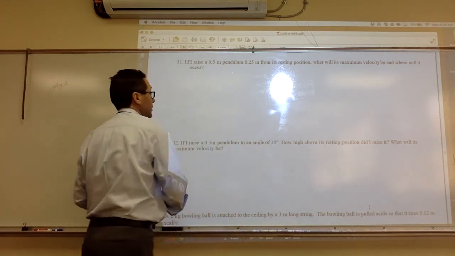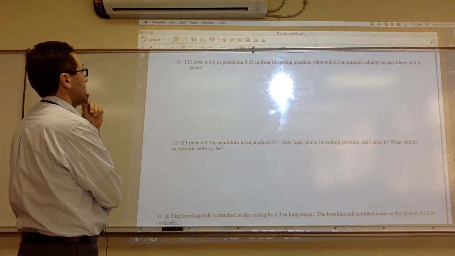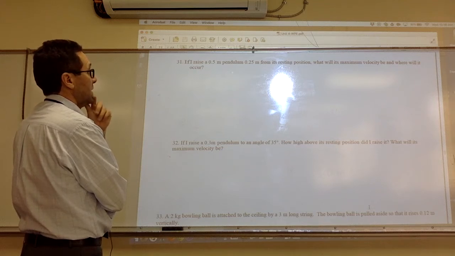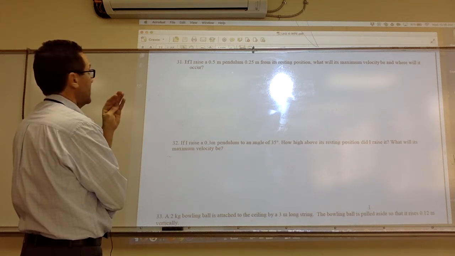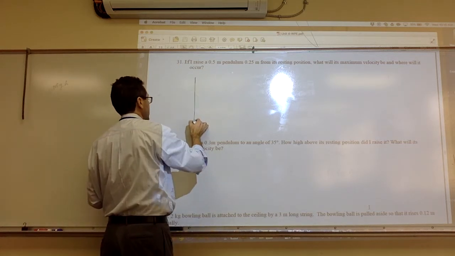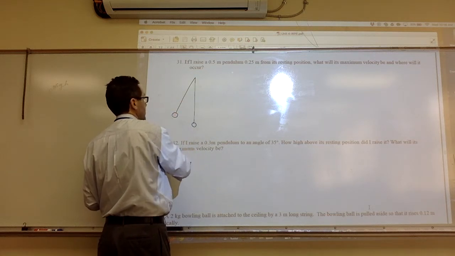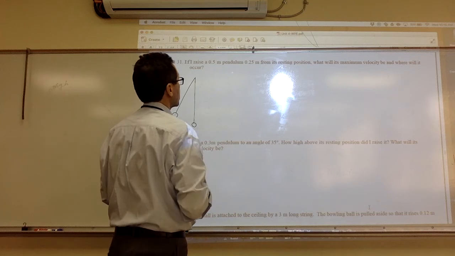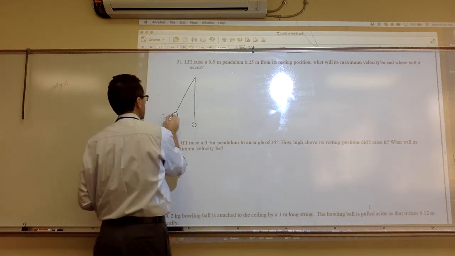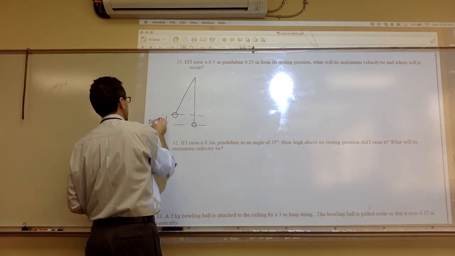Okay, now let's look at 31. If I raise a 0.5 meter pendulum 0.25 meters from its starting resting position, what is the maximum velocity? What will the maximum velocity be, and where will it occur? Well, so here's the pendulum. You're going to raise it to here. I'm going to exaggerate this picture. Okay. So this height here is 0.25 meters.